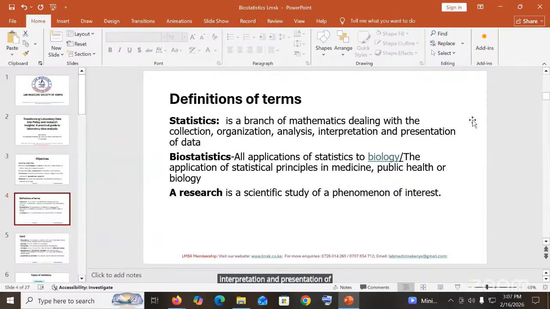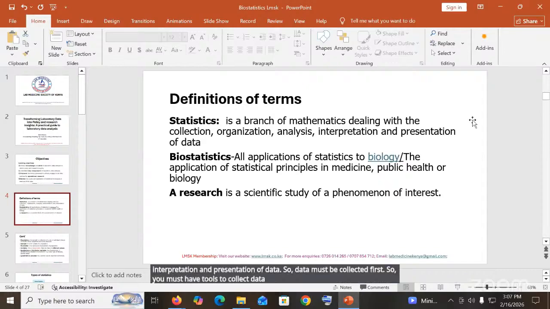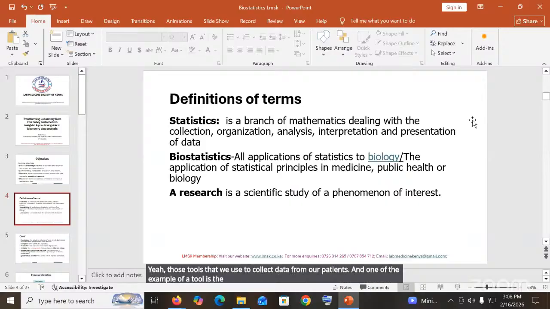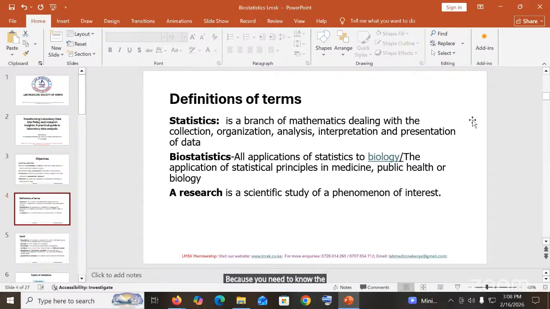So data must be collected first. So you must have tools to collect data. For example, our laboratory workbooks, our laboratory records, our patient forms, those tools that we use to collect data from our patients. And one example of a tool is the laboratory request form, which is a data collection tool, because we need to know the age of this patient, the gender, and so forth.